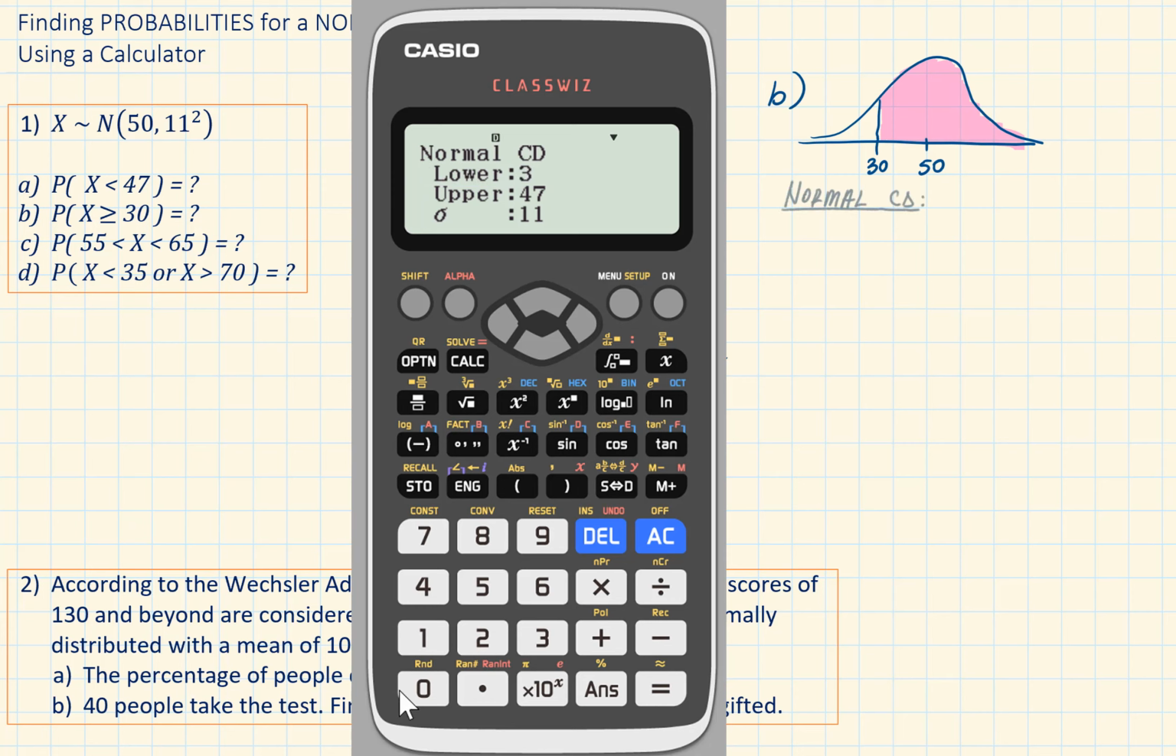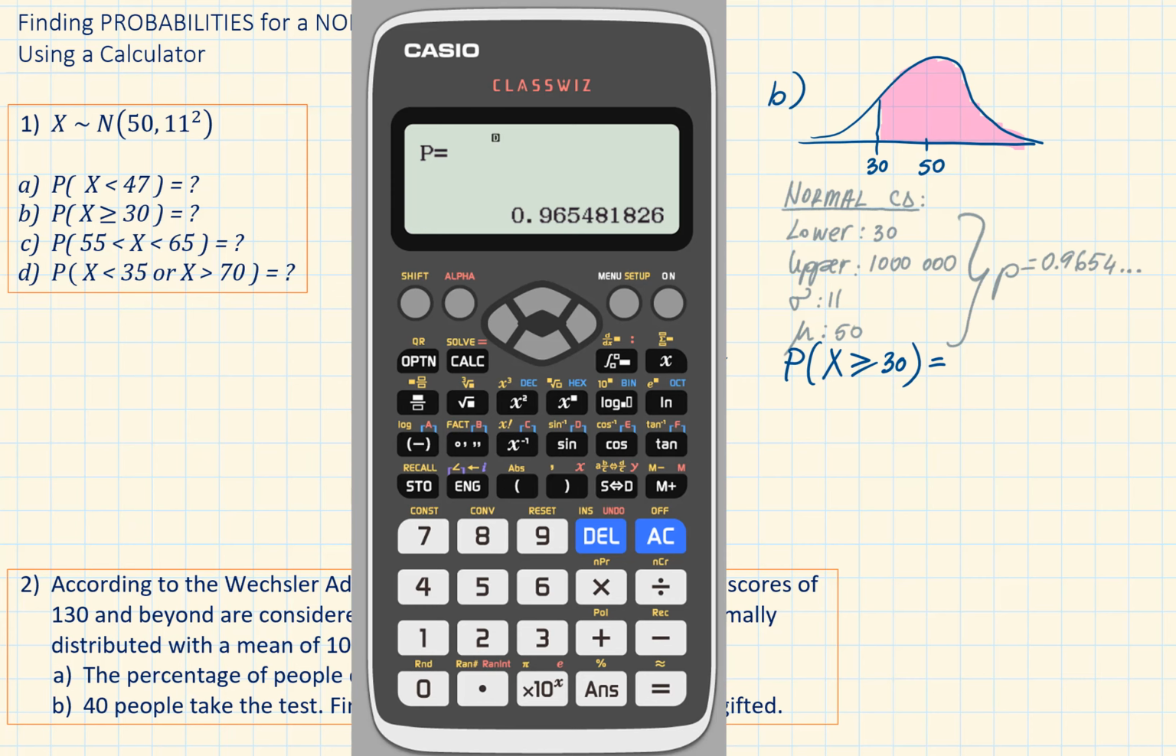The lower value will be 30, the upper value will be positive infinity, so we need a very large positive number here. So I'm going to write 1 million. The standard deviation and the mean will stay the same as in part A. Then press equal, and this will give us the probability that we are looking for, 0.965 to 3 significant figures.